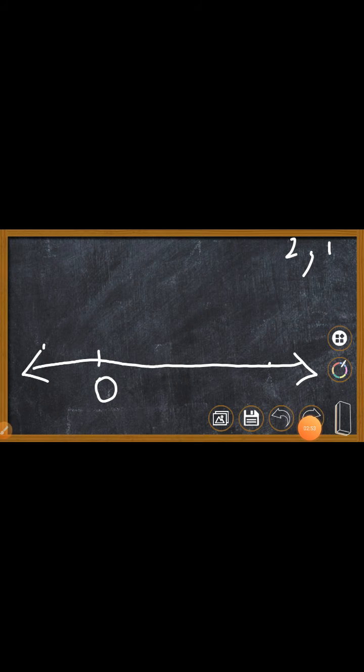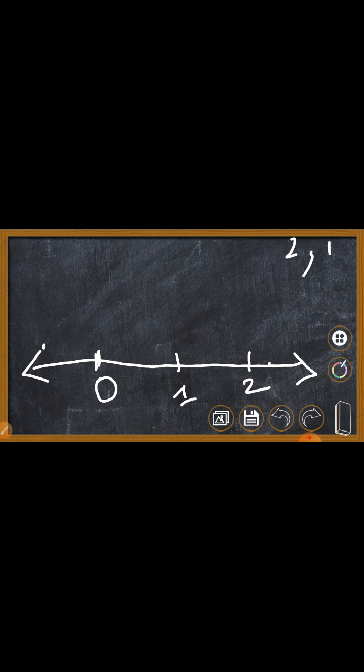Okay, so this is your 0. Exactly 1 centimeter away you are drawing a 1, and you are measuring it with the scale. Exactly 1 centimeter away you make your 1, and another centimeter away you make your 2. So this 2 should be exactly 2 centimeters away from 0. I hope you have understood.